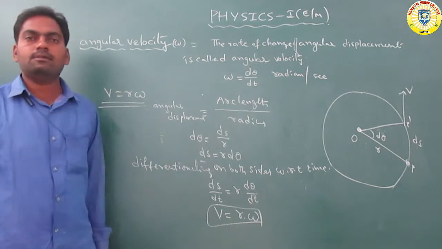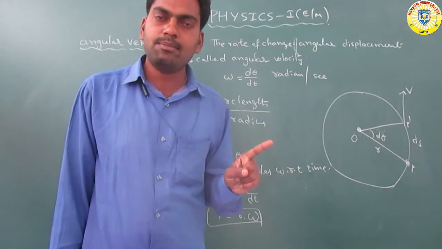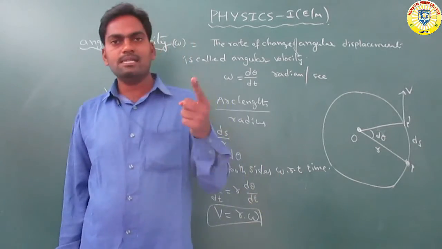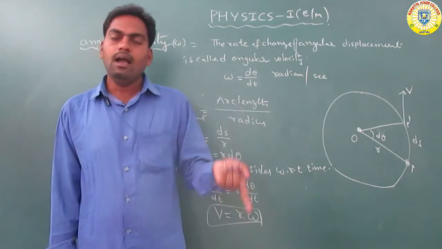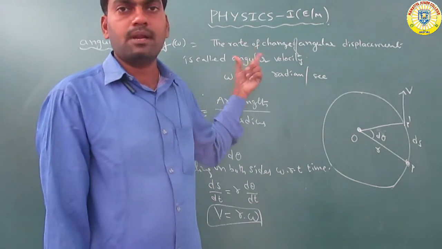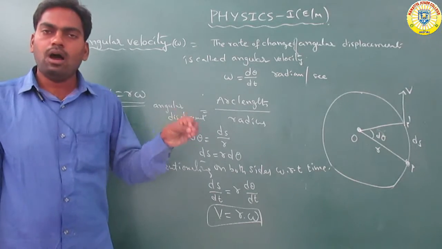So what is the angular velocity? The rate of change of the angular displacement is called angular velocity. So the general equation: displacement by time is called velocity. Angular displacement by time is called angular velocity. Its unit is radian per second. So now prove that V is equal to R omega.